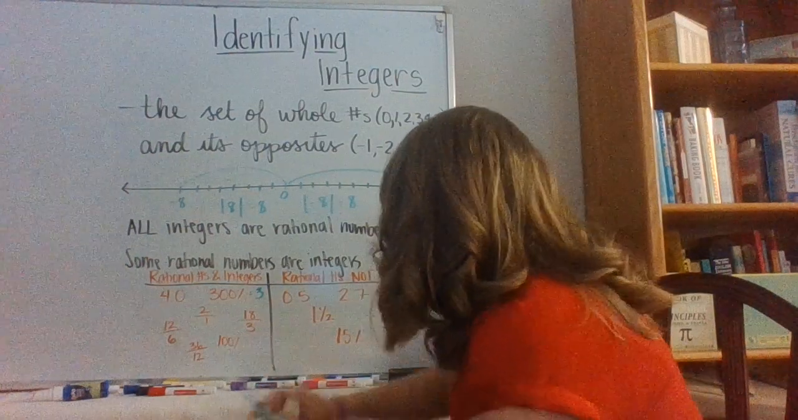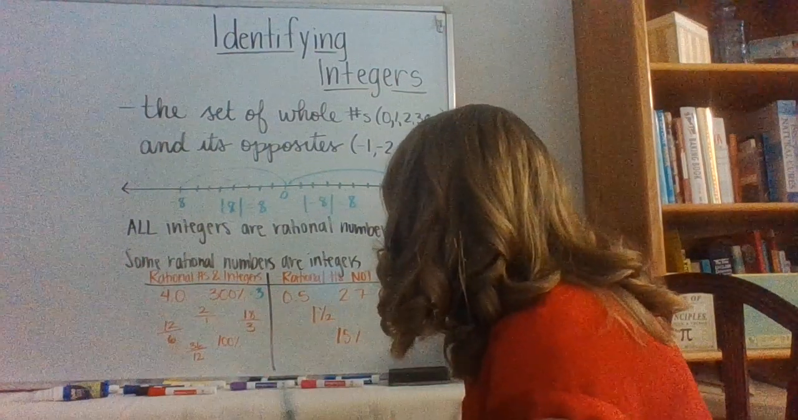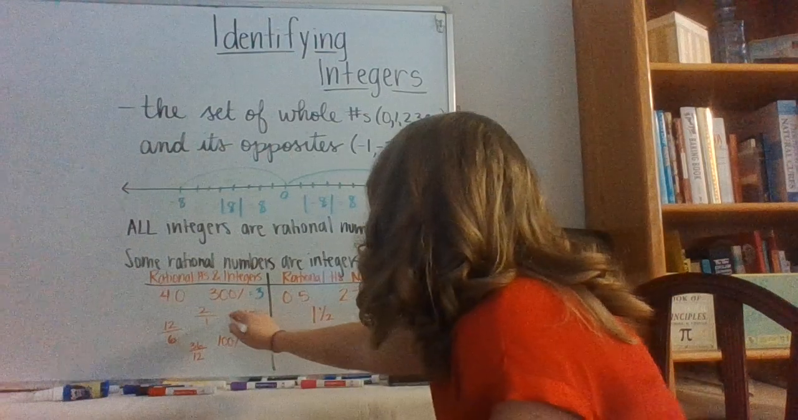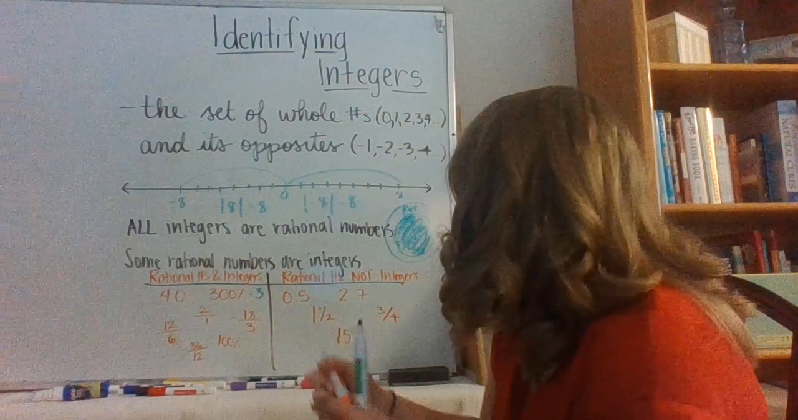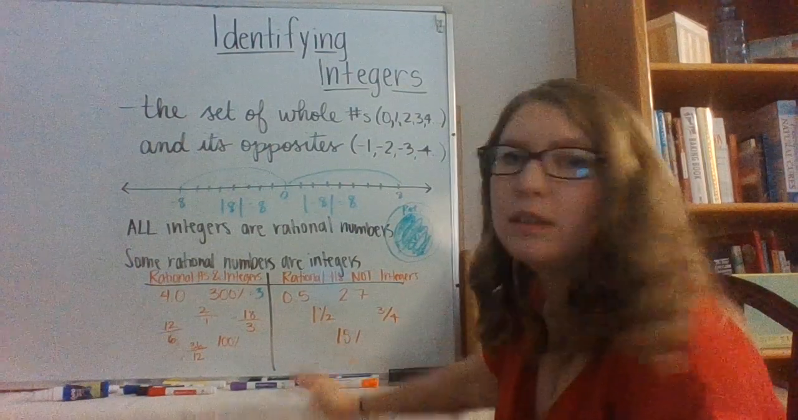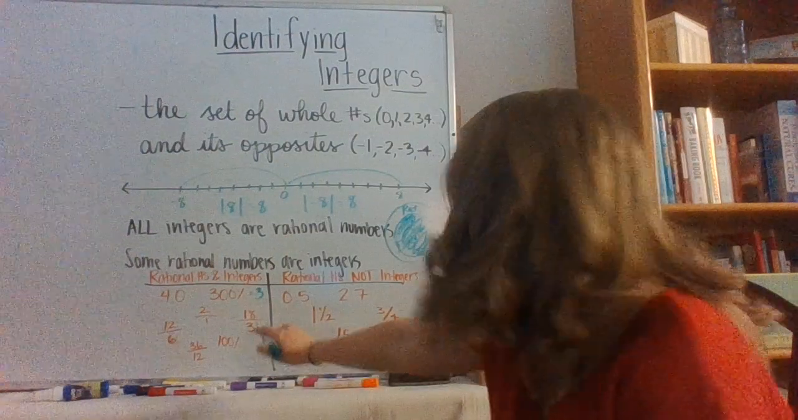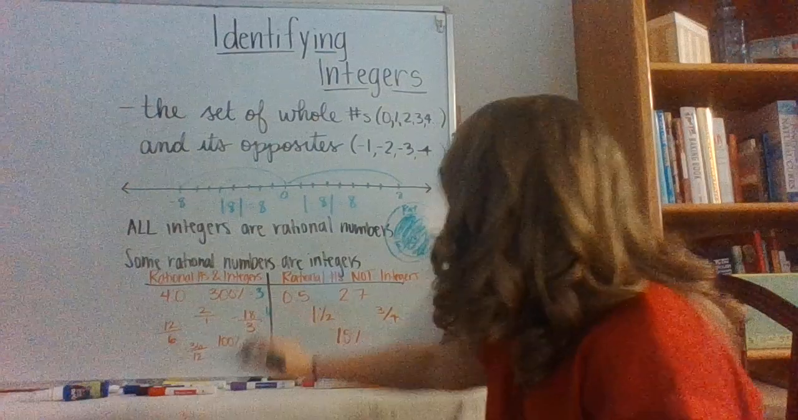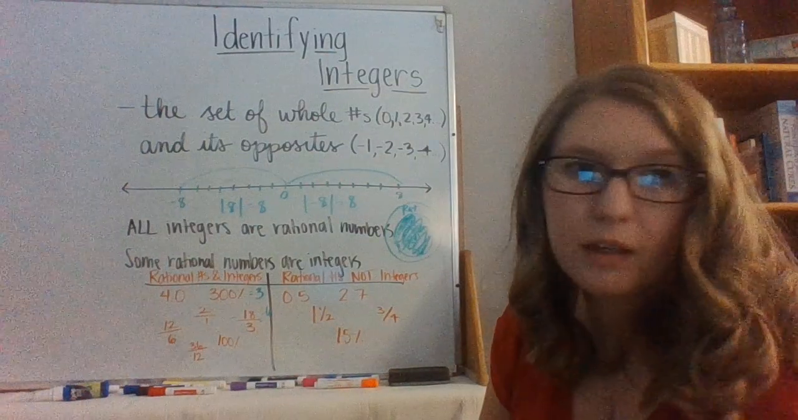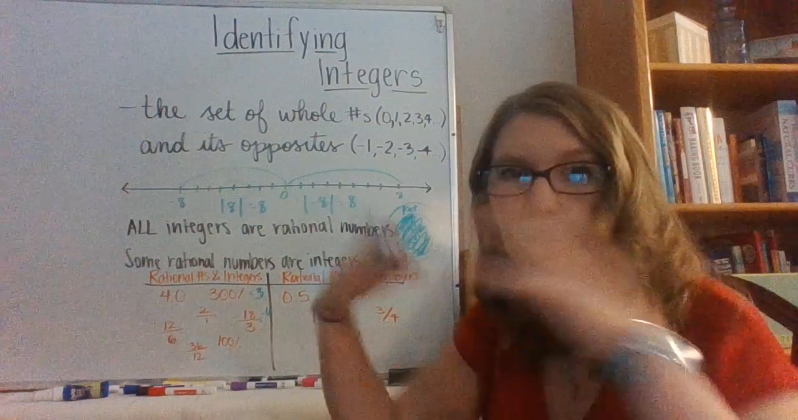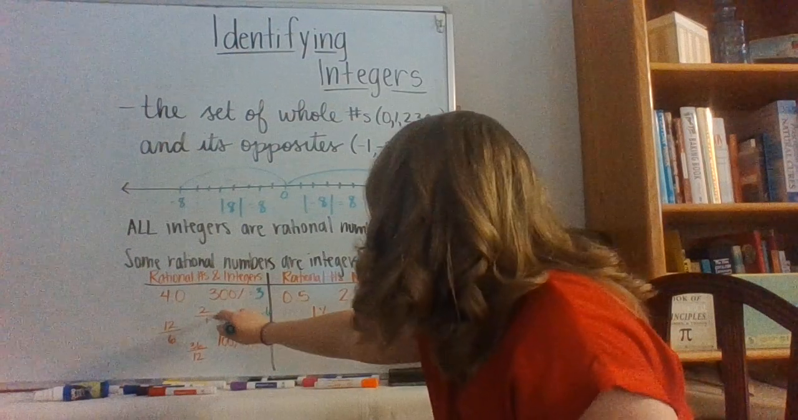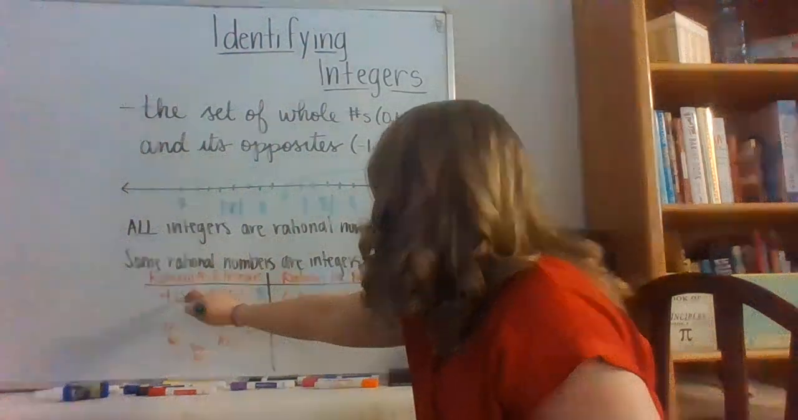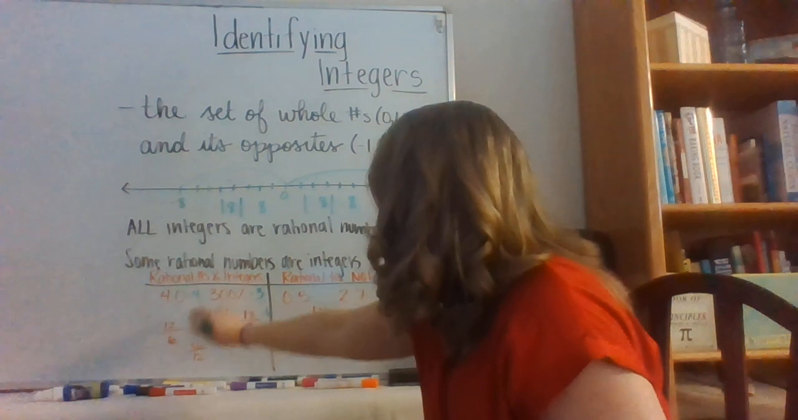Something like -18 over 3, that is the same as -6, which is an integer. It's like a whole integer. 2 over 1 is 2. 4.0 is just the number 4.